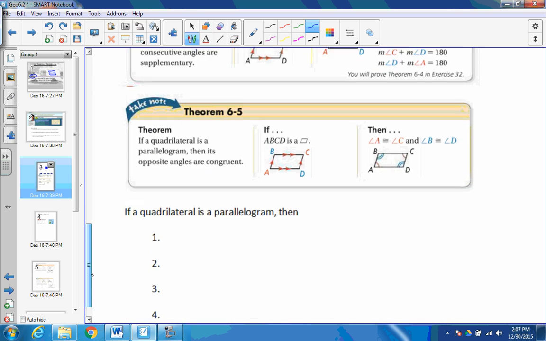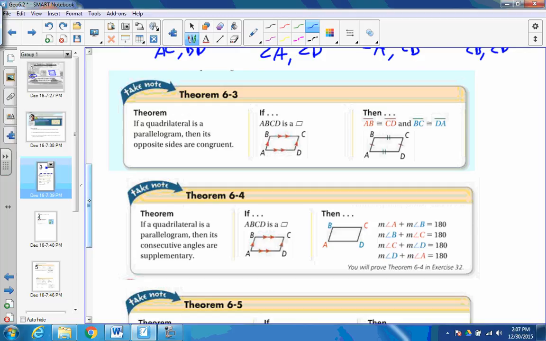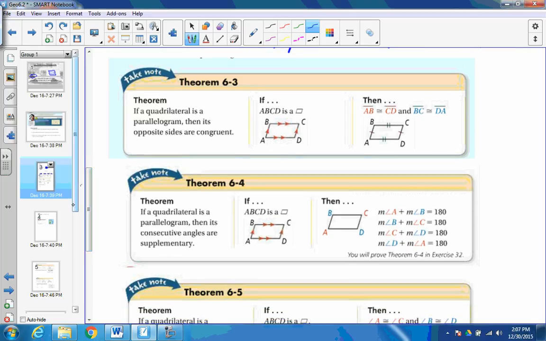Now, I've got a couple theorems for you, and I think these theorems are not in your notes, but they are worth writing down. We have probably 4 or 5 of them today. Here's Theorem 6.3. Theorem 6.3 says if a quadrilateral is a parallelogram, so opposite sides are parallel, then the opposite sides are congruent. All right? So opposite sides are congruent in a parallelogram.